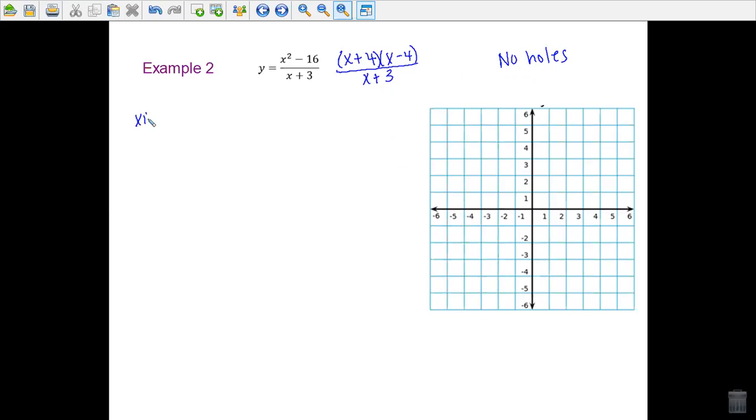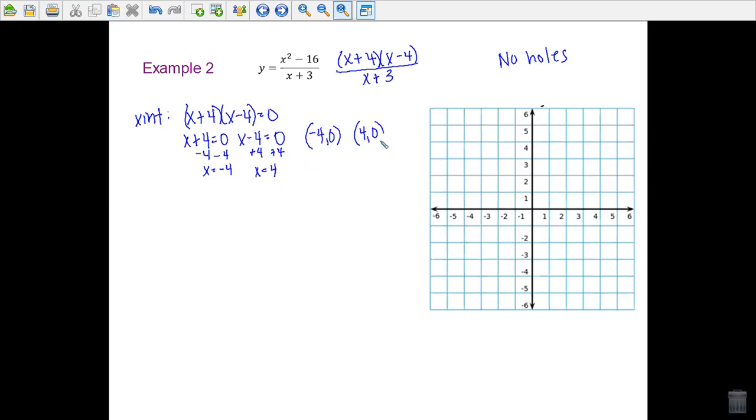So we're going to start with our x-intercept, and we set our numerator equal to 0. So I'm going to use the factored form, because that's going to let me skip to setting my factors equal to 0. Then I can subtract 4, so x equals negative 4. And for this one, add 4, so x equals positive 4. So now I have 2 x-intercepts. One of them is at negative 4, 0, and one of them is at positive 4, 0. I'm going to go ahead and put those on the graph. So I'm going to come to negative 4, 0, positive 4, 0.